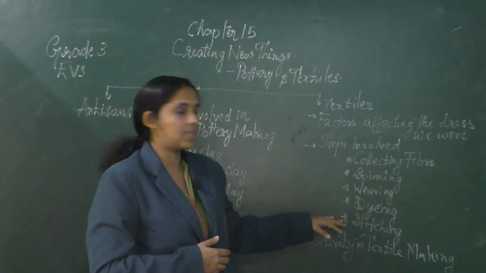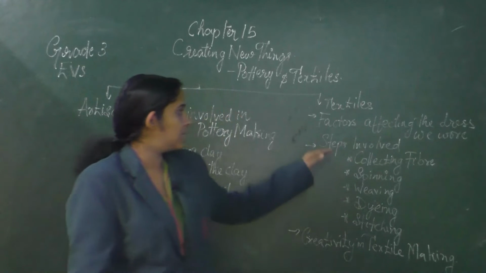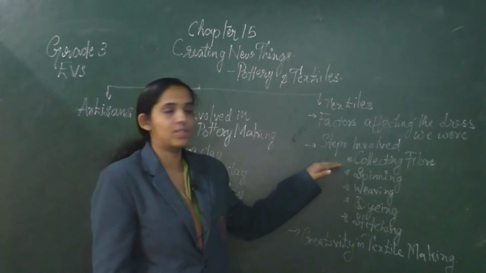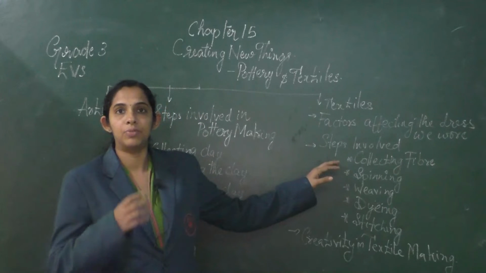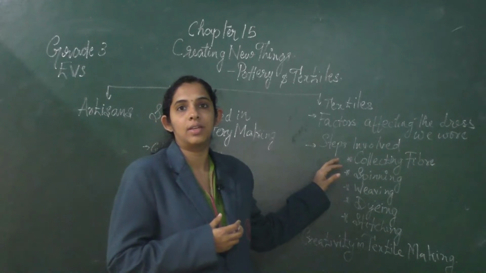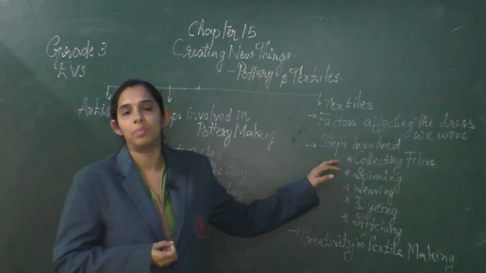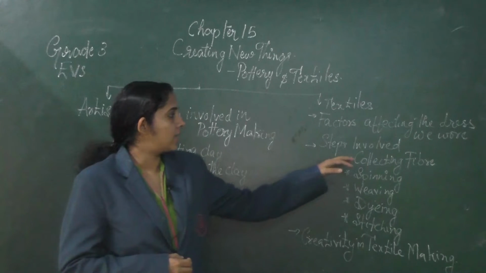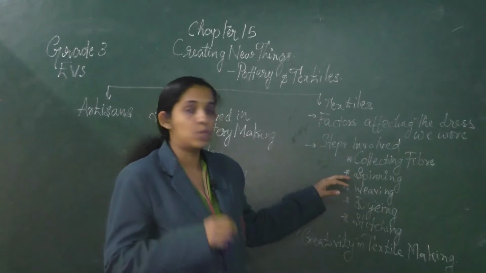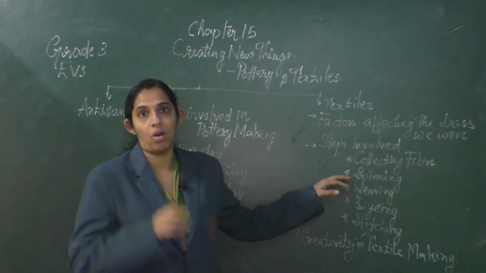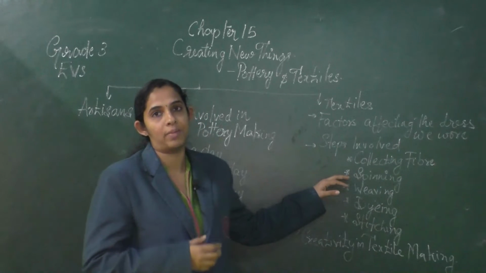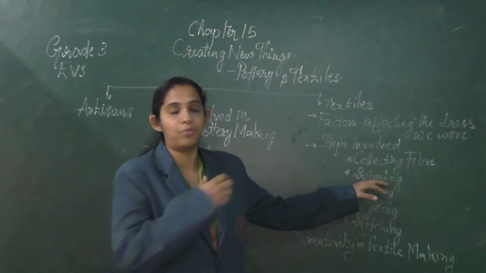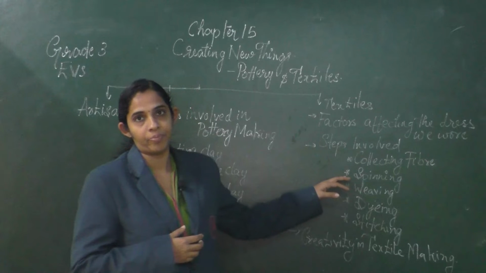So we will discuss the steps involved in textile making in detail. First is collecting the fiber. Fiber for the textiles or the cloth is collected from natural means or synthesized artificially. And these fibers are spun into fine threads or yarns. The process of making yarn from the fiber is called spinning.